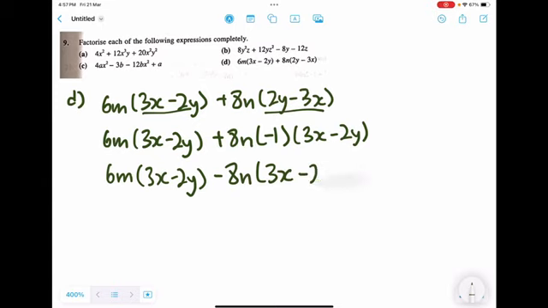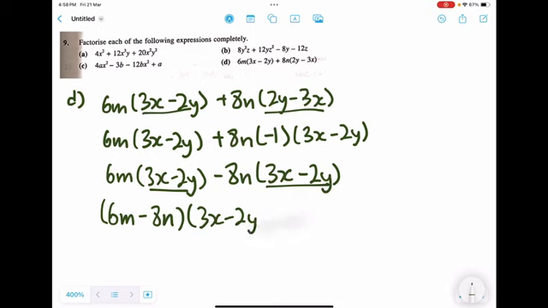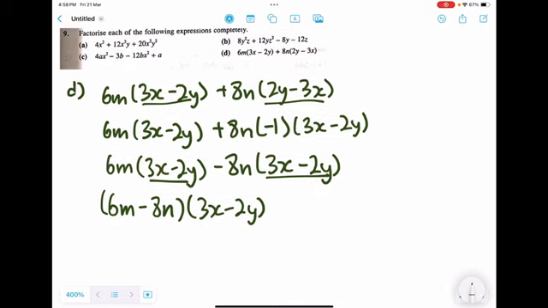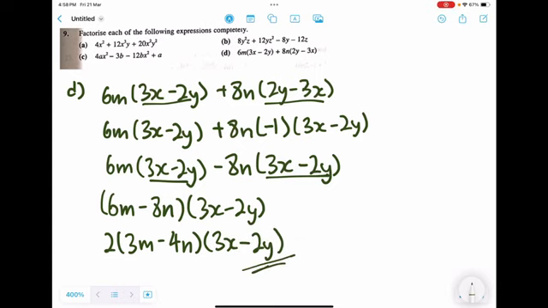times 3x minus 2y. From here, the items in my bracket are exactly the same already. And what I can do is to factorize them out. That will leave me with 6m minus 8n times 3x minus 2y. And to factorize it completely, I'm going to factorize 2 out of this. That will leave me with 3m minus 4n times 3x minus 2y. And this is my answer for D.